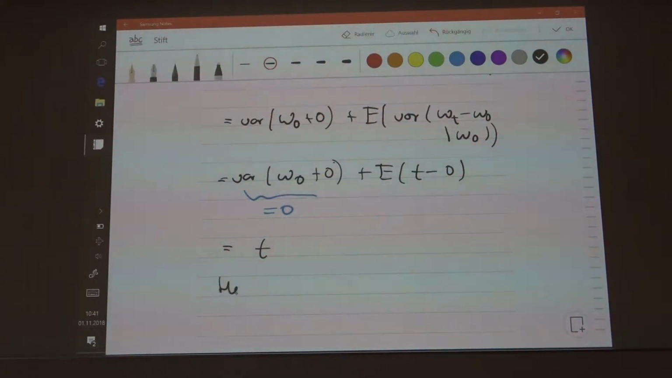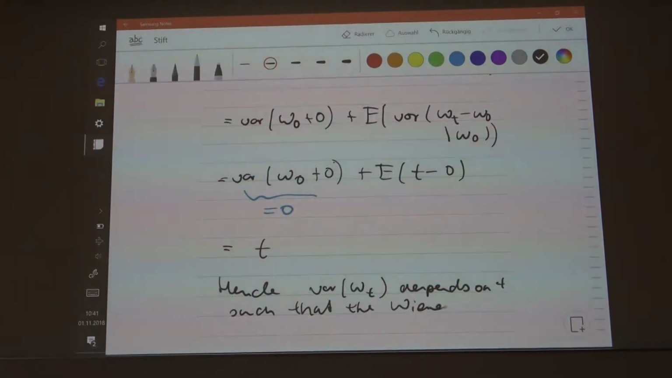Hence the variance of the process depends on time, and such that the process is not stationary. The Wiener process is not stationary. All right, so this is what the statement was about.